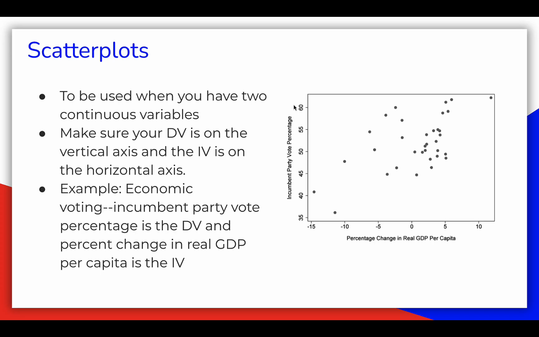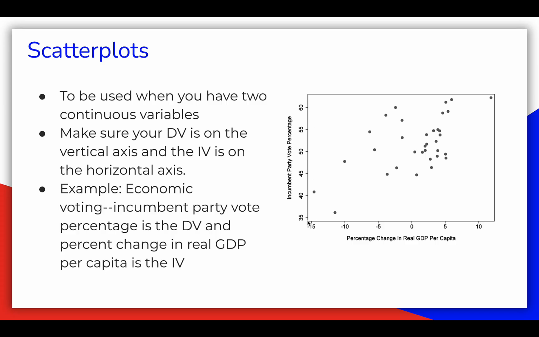Now, the final one is scatter plots, and you want to use these when you have two continuous variables. So again, just like algebra class, you want to make sure that your dependent variable is on this vertical y-axis and that your independent variable is on this horizontal x-axis. So here we're looking at the example of economic voting. This is just, if you remember, the idea that economies shape election outcomes. And so here our independent variable is the percent change in real GDP per capita. That's our economy. And then our dependent variable is the incumbent party vote share.